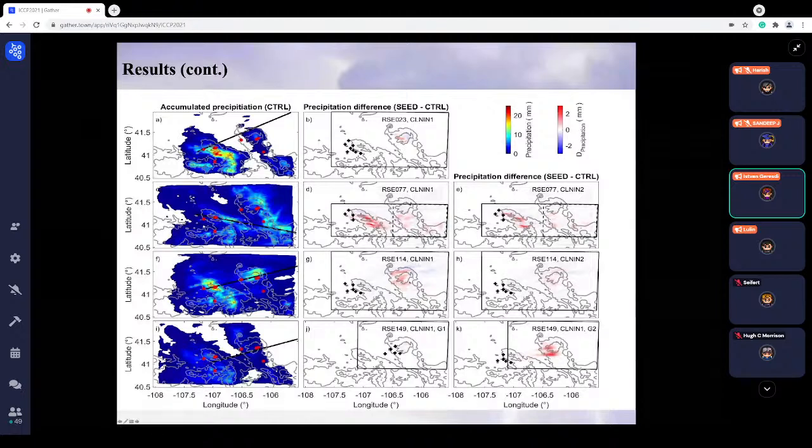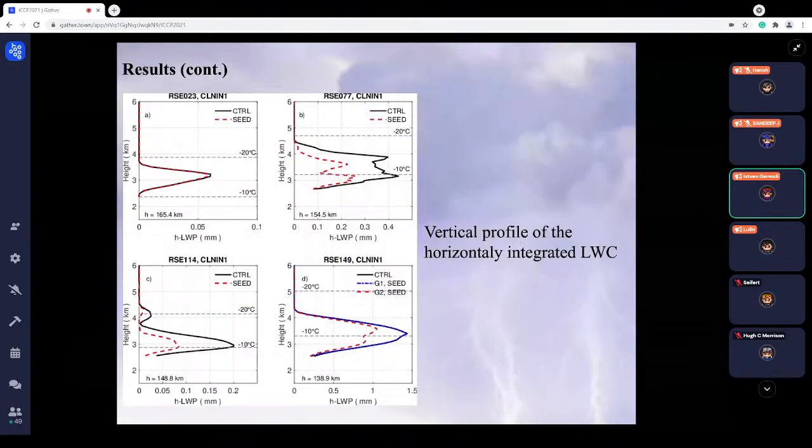And the last row is interesting. I have to mention that if you compare the two effects, the second and the third column, the reason for the difference is that the source, the ground seeding generator, was moved to a different location. You can see that the plus sign means the location of the generator. So the different effect is the consequence of the different location of the ground-based generator. Next slide, please.